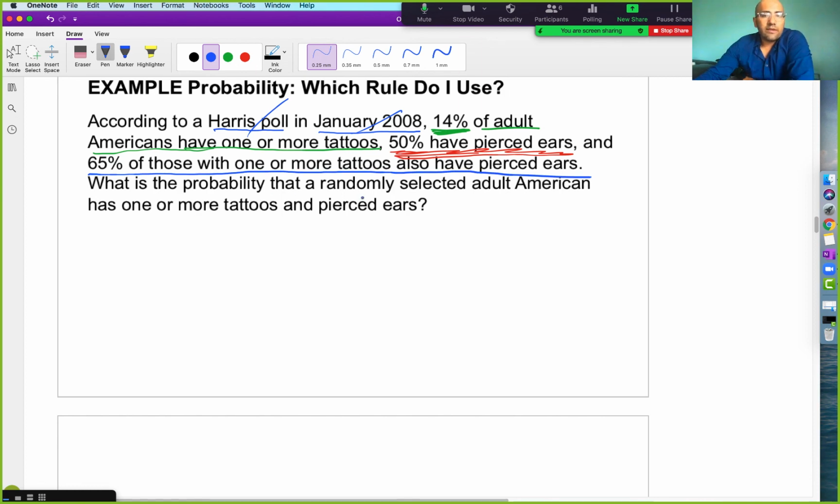Okay, what is the probability that a randomly selected adult American has one or more tattoos and has pierced ears? Okay, so are these things independent, right? When we have an and statement, we want to ask ourselves, are they going to be independent?